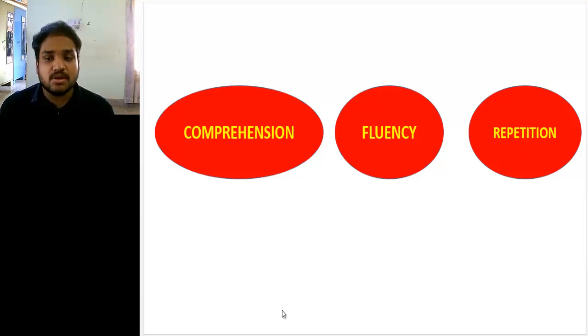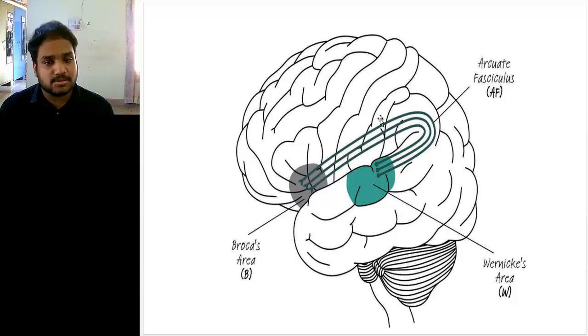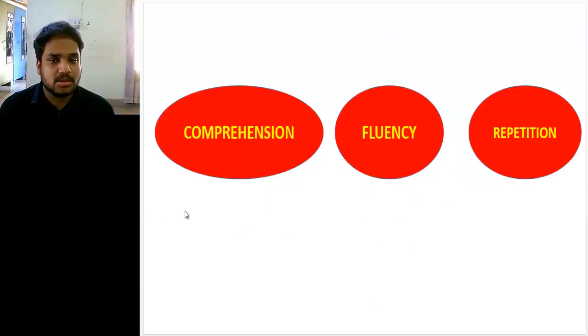Now another type of aphasia is called the conduction aphasia. Conduction aphasia occurs due to damage to the arcuate fasciculus, right? So once there is damage to the arcuate fasciculus, the Broca's area as well as the Wernicke's area are intact. That means the comprehension and the fluency are intact, but the only problem is that the repetition is impaired, right? So that is the conduction aphasia.